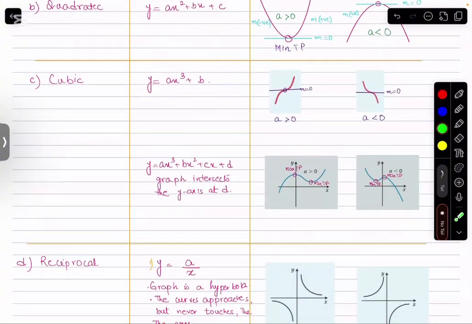Moving on to cubic equation. Cubic equation, cube का मतलब है the power of x needs to be a 3. So y is equals to ax cubed plus b. पहला form तो cubic equation का ये हो सकता है.